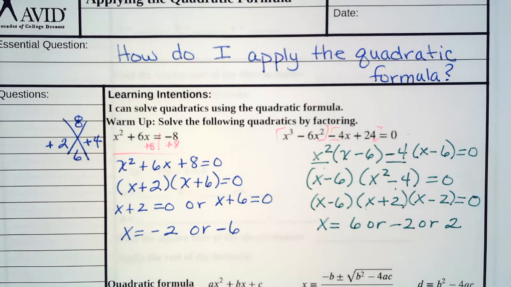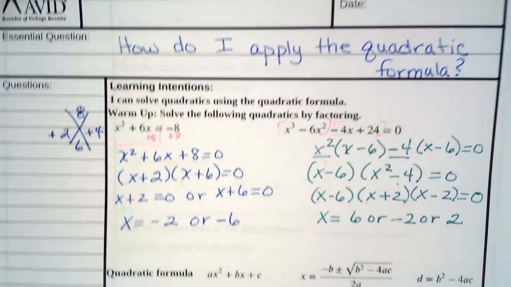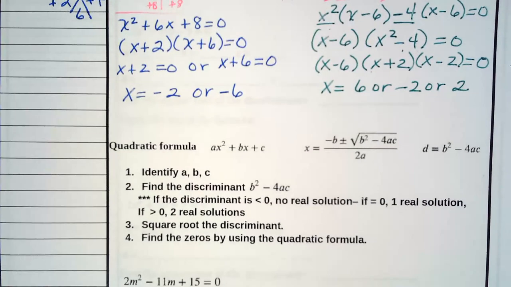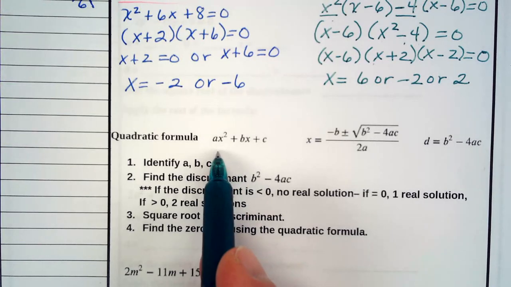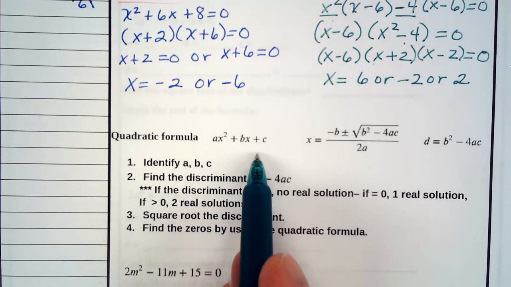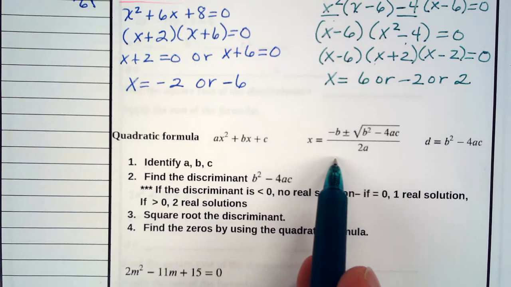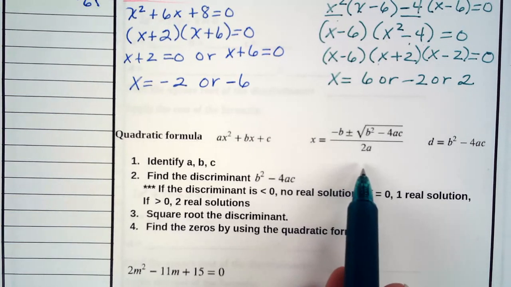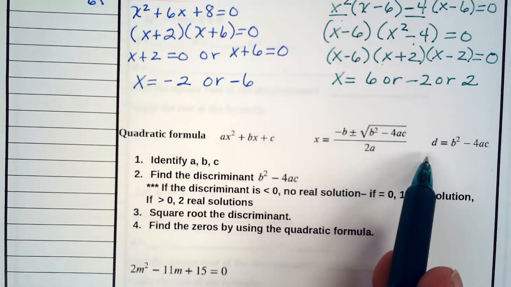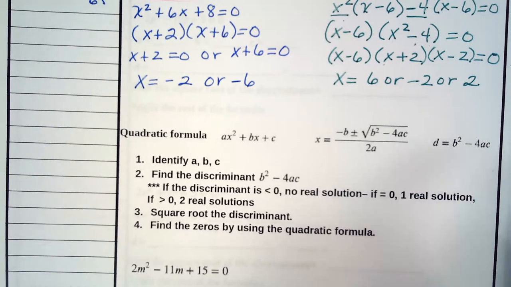If you don't have factors that work, then you can use the quadratic formula. If you cannot think of the factors you need, you can use the quadratic formula. So let's take a minute and look at what that means. This is the standard form of your quadratic, ax squared plus bx plus c. The quadratic formula is the opposite of b plus or minus the square root of b squared minus 4ac, all over 2a. Your discriminant is b squared minus 4ac.